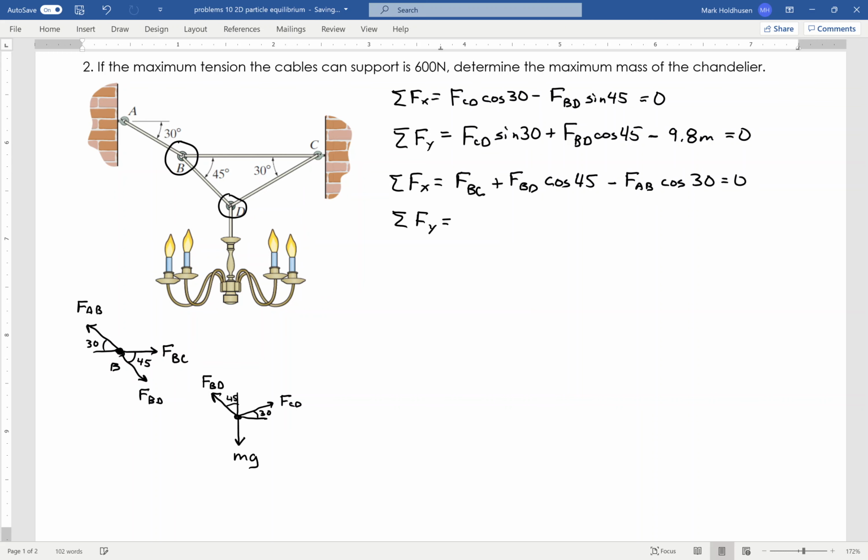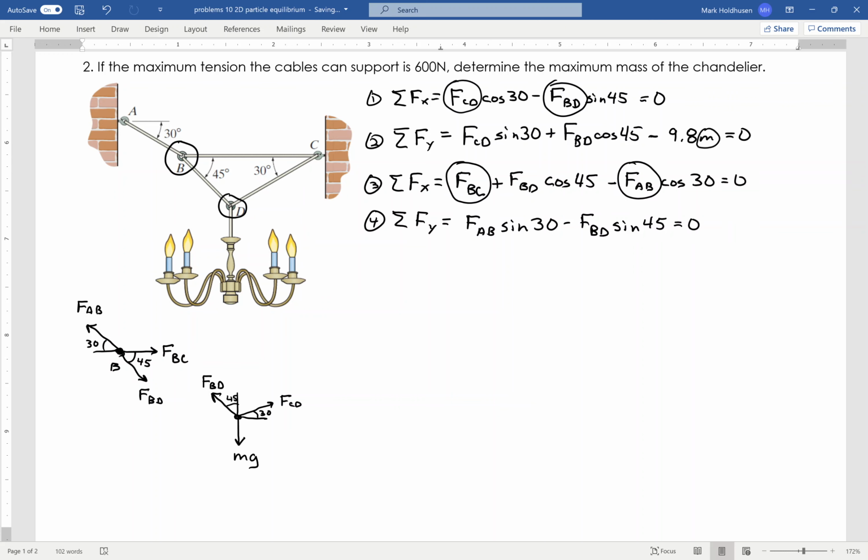Do the same thing in the y direction. Now BC will not show up in this one, so I only have FAB sine 30 and then a negative FBD sine 45. Now notice FBD shows up in every equation because it's in both free body diagrams. Okay, so I've got 4 equations here. 1, 2, 3, 4. And let's count my unknowns. Okay, I've got 1, 2, 3, 4, and 5 unknowns.